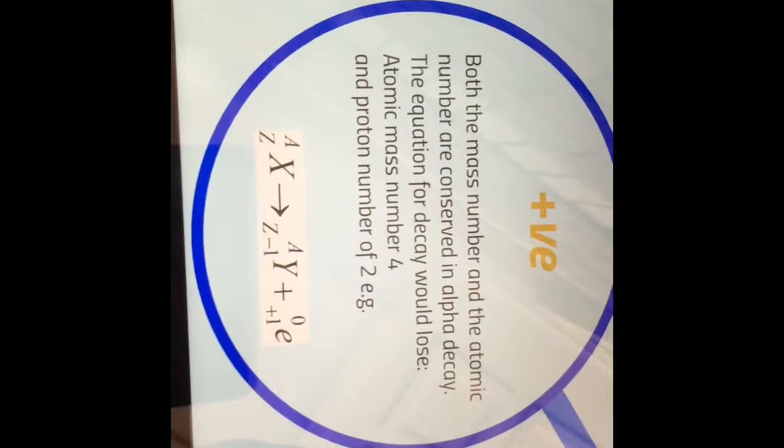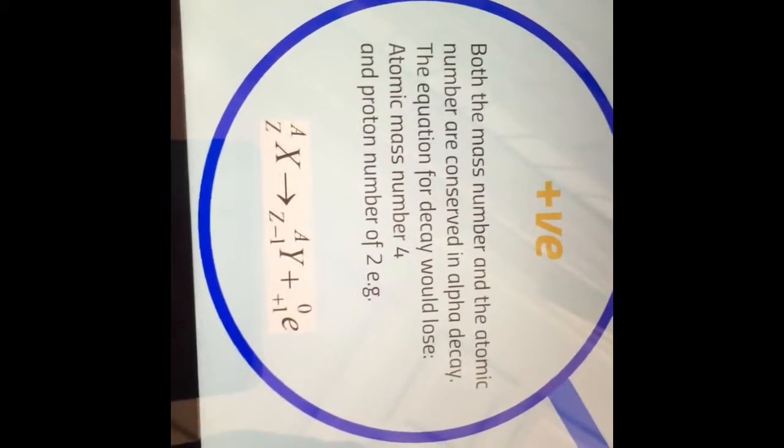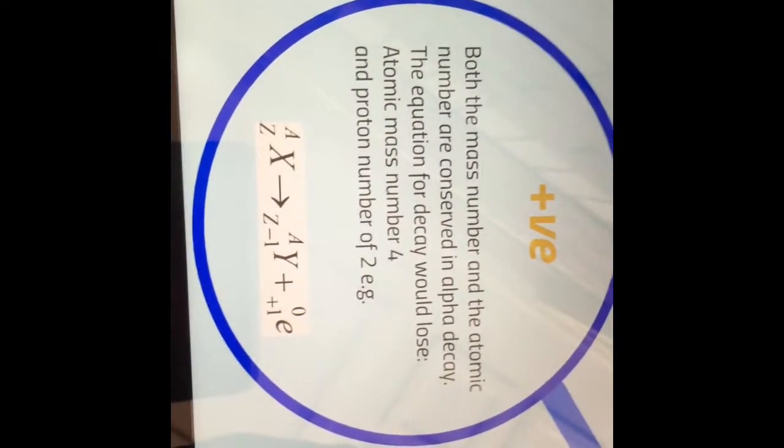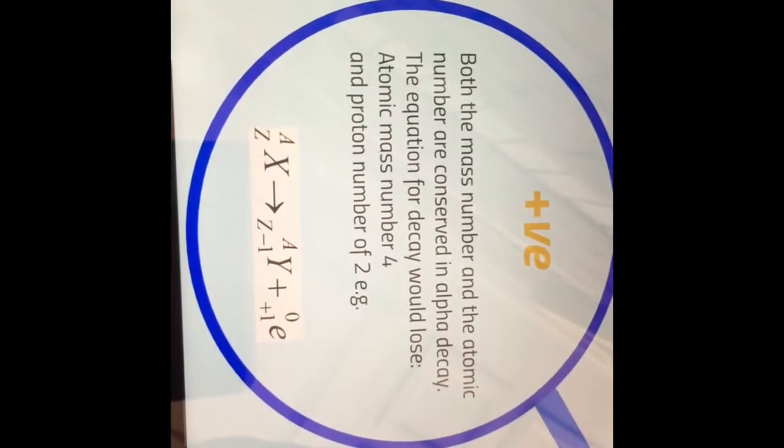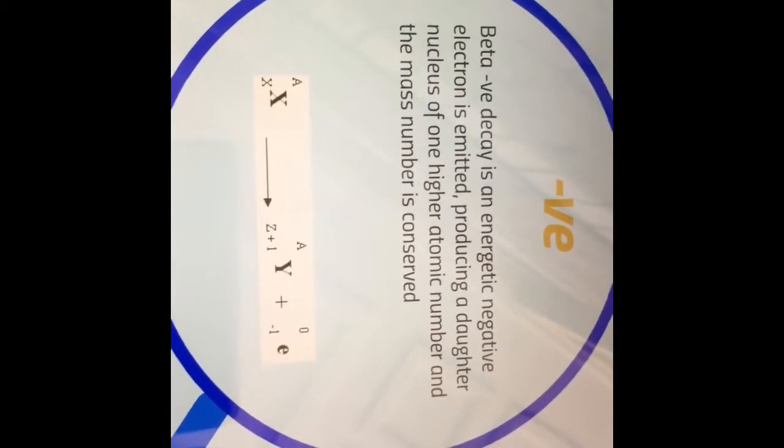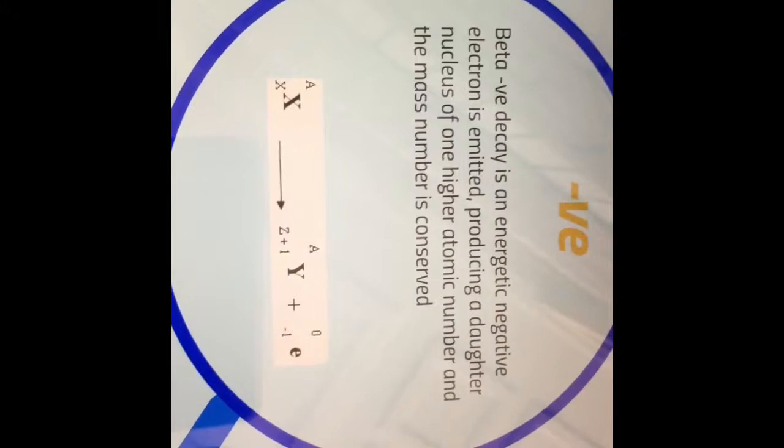Beta decay. Positive. Both the mass number and the atomic number are conserved. The equation for decay would lose atomic mass number 4 and proton number of 2, e.g. that. Negative. Beta negative decay is when an energetic negative electron is emitted, producing a daughter nucleus of one higher atomic number and the mass number is conserved.